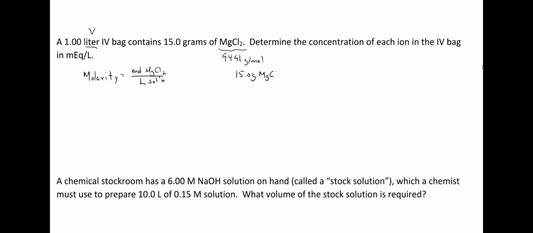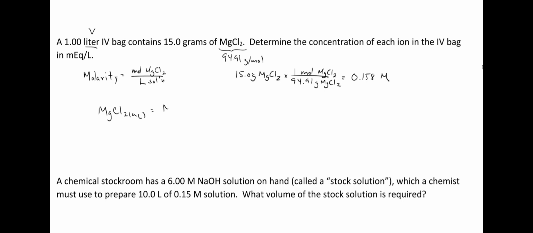So we want to first convert the mass of the magnesium chloride to moles. So we put 94.91 grams of magnesium chloride in the denominator, and we know that that's 1 mole. Putting this in the calculator gives me a value of 0.158 moles, and since it's in 1 liter, the molarity is 0.158 molar.